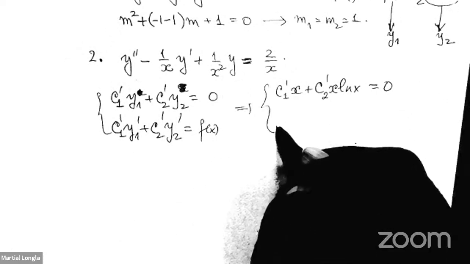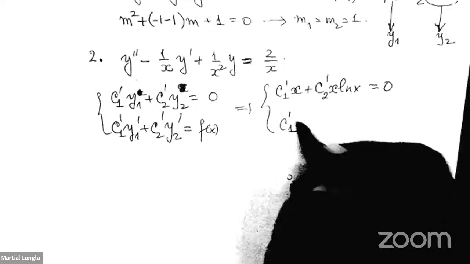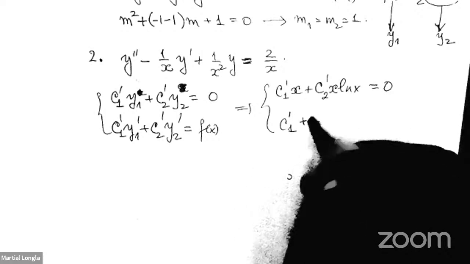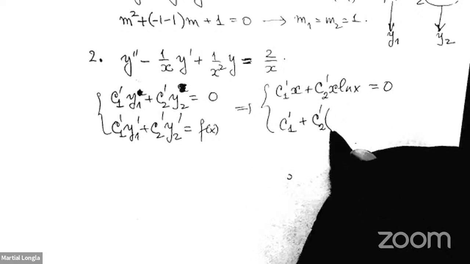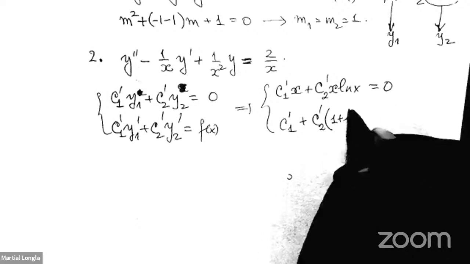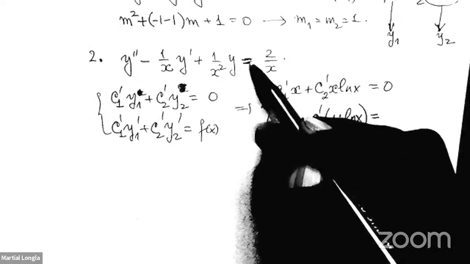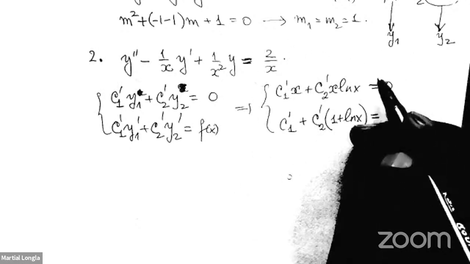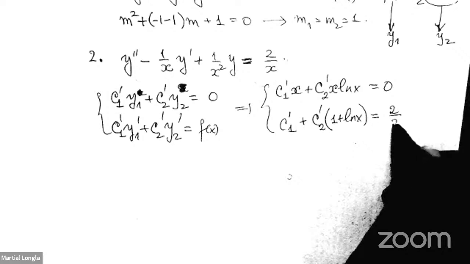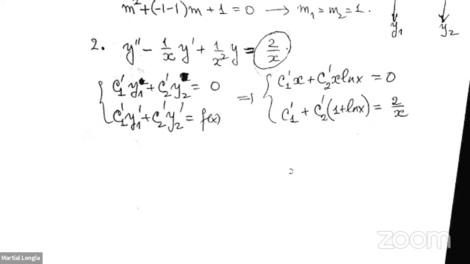And then C1 prime, y1 prime: derivative of x is 1. And then C2 prime, the derivative of x natural log of x is 1 plus natural log of x, equals the right-hand side of the equation. When it's in the standard form, that right-hand side is 2 over x. Again, you standardize first. That's how you would solve it in this case.